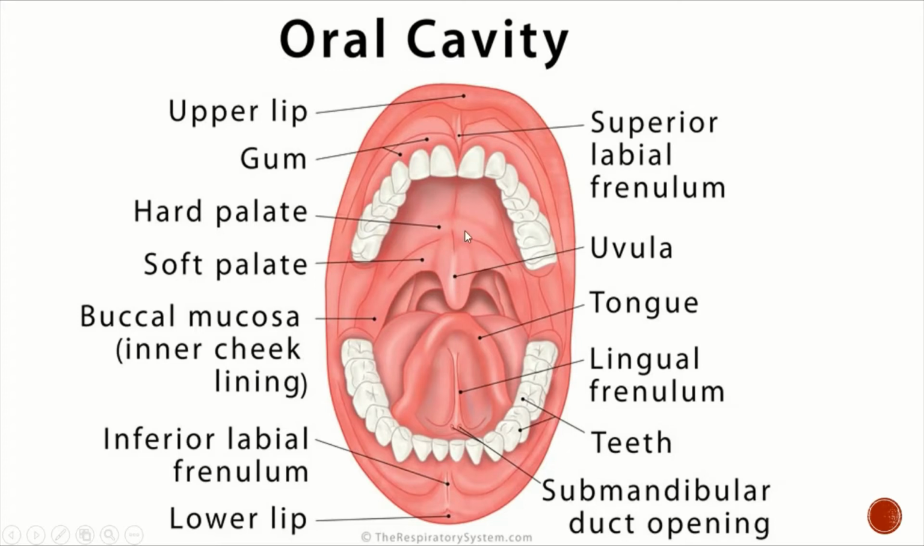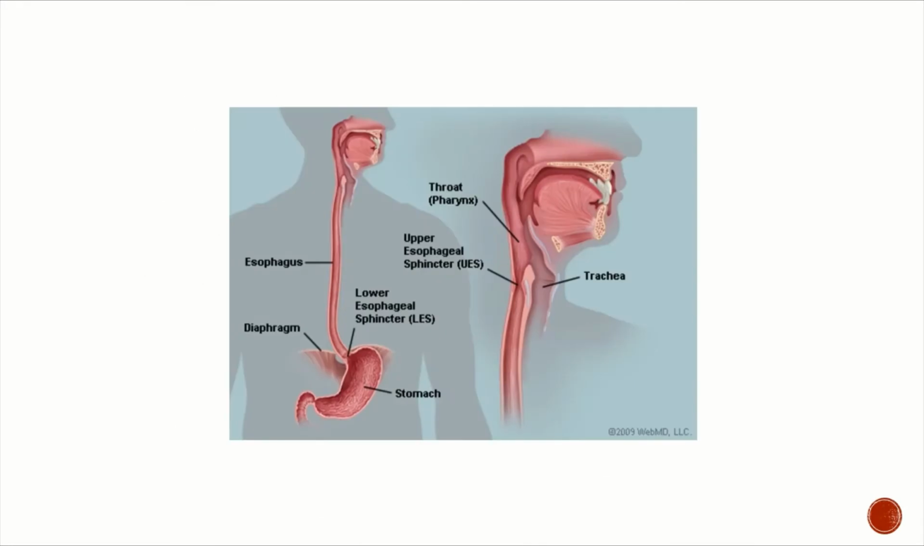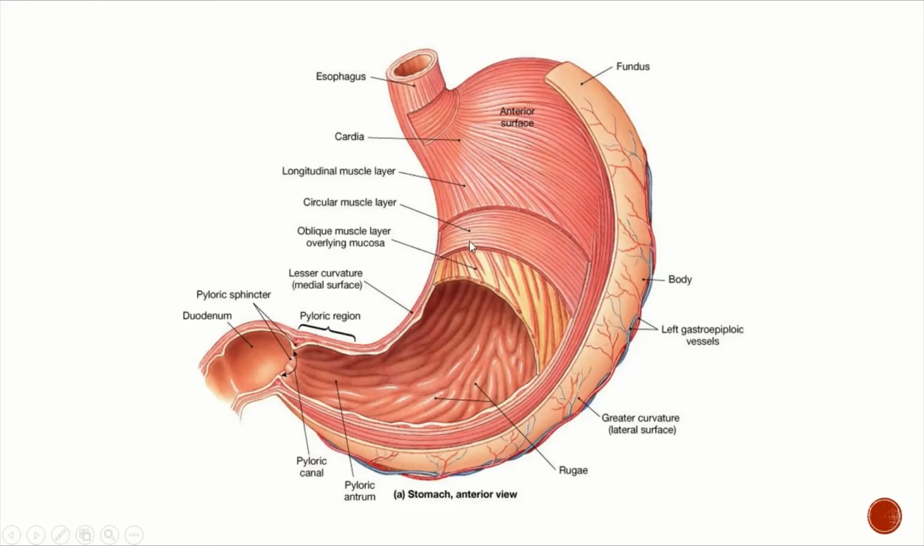Now the soft palate and uvula work together to close the nasopharynx to prevent food from entering the nasal cavity. After that, we have the pharynx and the esophagus with its upper esophageal sphincter and lower esophageal sphincter. Then we have the stomach. It's made up of several layers of smooth muscle, and this is where we produce acid. After the stomach, it goes through the pyloric sphincter here and to the duodenum.